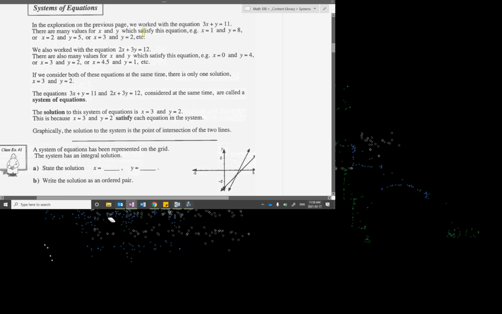Couple key points. If we consider both of these equations, there's one solution at 3 and 2. So we call that our solution, is another term you might see. You could see it as a solution to the system of equations, or sometimes we might say it satisfies both those equations. So just different wording for the same thing.